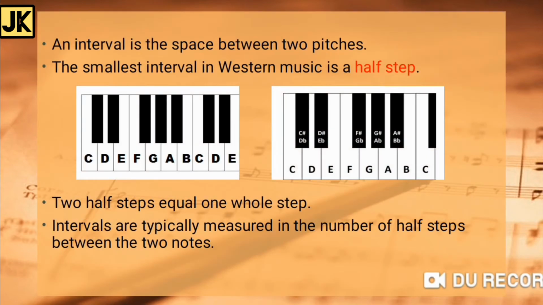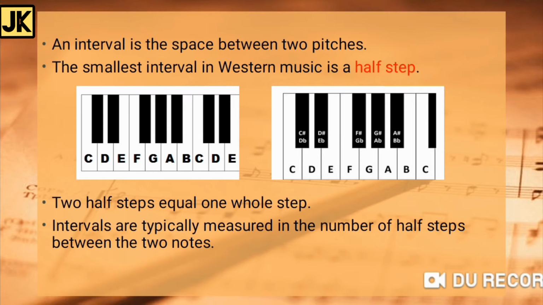So what is a musical interval? An interval is the space between two pitches. Say for example, the space between C and E. The smallest interval in Western music is a half step. You can also call it a half tone or a semitone. It is the distance between two adjacent keys on the piano.